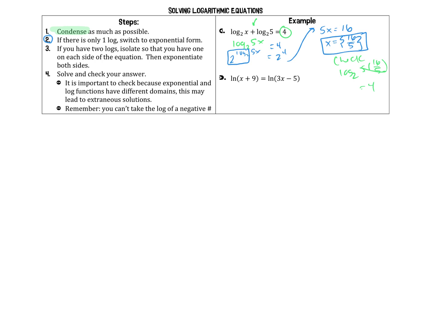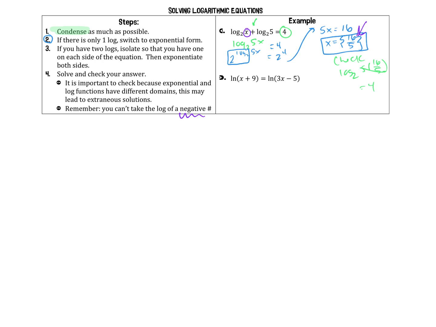So if you have two logs, you can condense them, then you only have one. Then you can exponentiate both sides or switch forms, and then you can solve and check your answer. It's really important to check your final answer because we have domain restrictions with logarithms. We're not allowed to take the log of something that's negative. So we need to make sure when we get our final answer that when we plug that back in, we don't end up with a negative number. And again, this is because logs and exponentials have different domains.